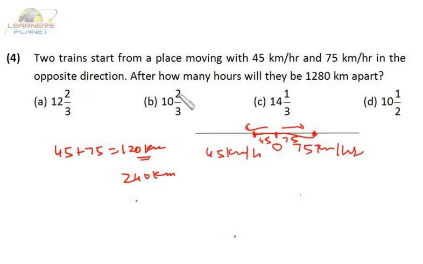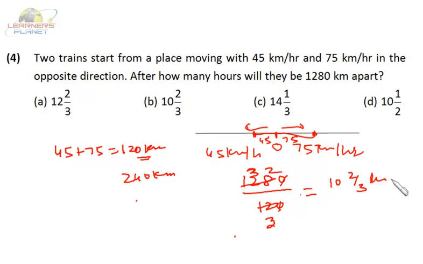So now how much time will they take to be 1280 km apart? So it is 1280 kilometer they have to cover, and the speed, that means they are getting apart per hour, is 120 kilometer. So they will take 32/3 hours, or we can say 10/3 hours.